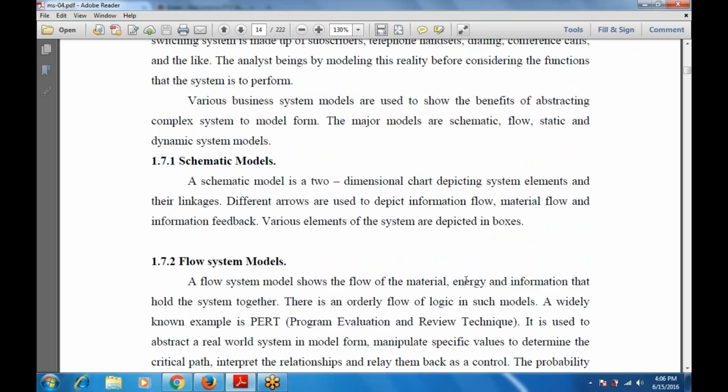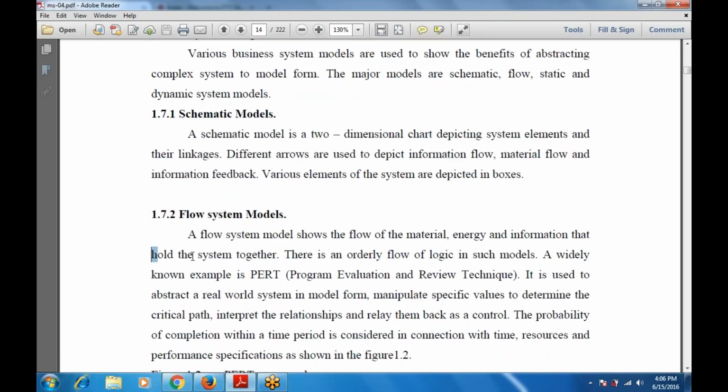The next part is the flow system model. One is the schematic, the next is the flow system model, which shows the flow of material, energy, and information that holds a system together. Flow means continuous demand for energy and information that holds the system together. There is an order of logic in such models. These are the two charts used for the flow system model: one is the Gantt chart, and the other is the PERT chart, that is, the Program Evaluation and Review Technique.